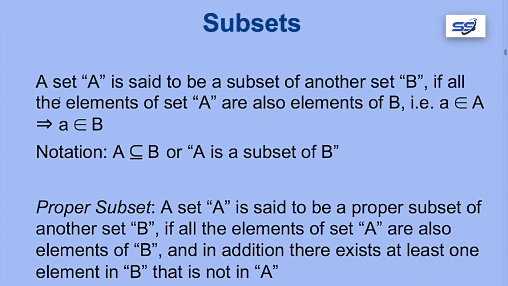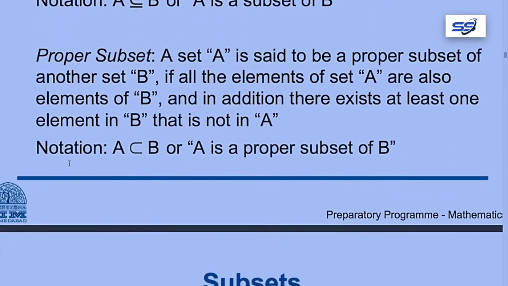Here, subset. A set A is said to be a subset of another set B if all the elements of set A are also elements of B. That is, a belongs to A implies that a belongs to B. Notation: A is a subset of B. Proper subset: a set A is said to be a proper subset of another set B if all the elements of set A are also elements of B, and in addition there exists at least one element in B that is not in A. In notation we write A is a proper subset of B.